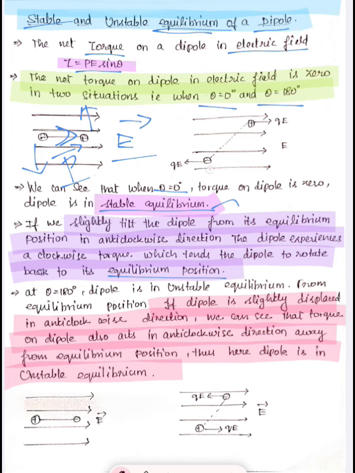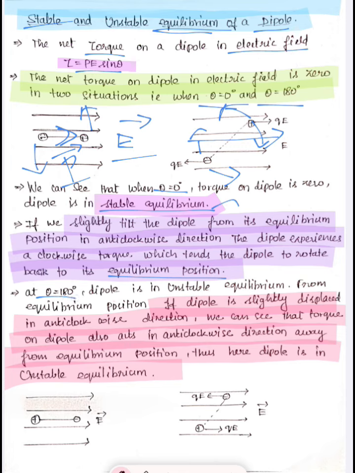Example, here we displace the dipole slightly in the anti-clockwise direction, but the torque acts in the clockwise direction, so the dipole rotate back towards equilibrium position. That is, the dipole again aligned along the direction of the electric field. That is why it is called stable equilibrium position.